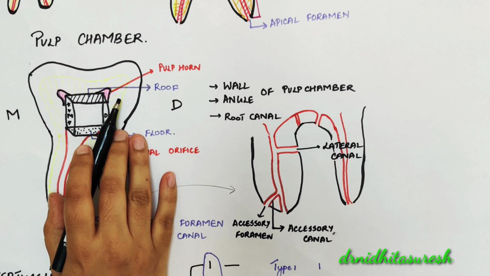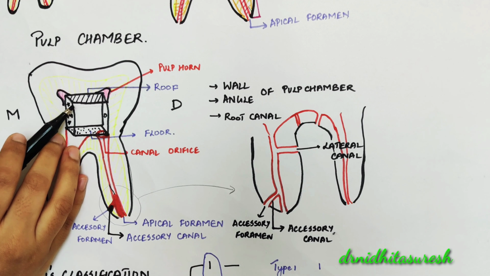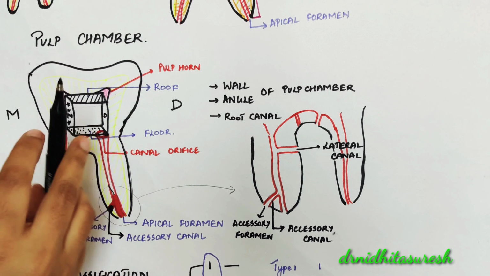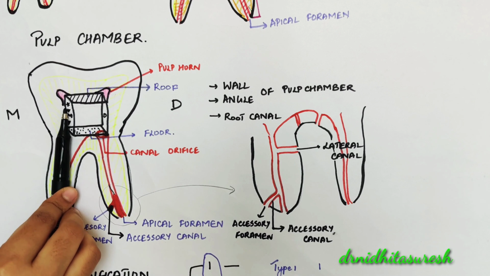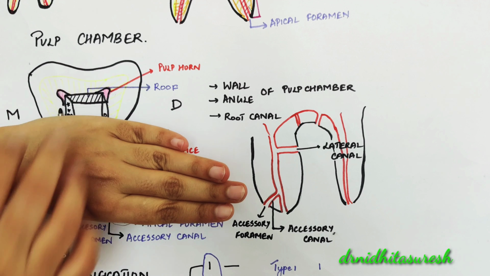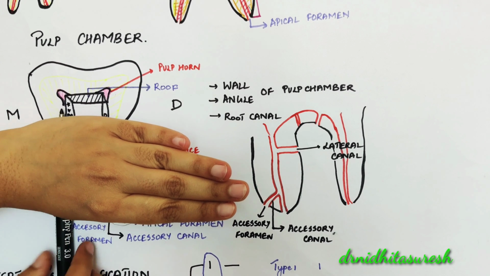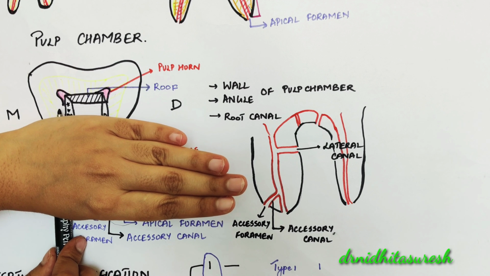The angle of the pulp chamber would be formed by the walls which are forming the angle. If it is the mesial wall and the buccal wall, the angle which is formed by these two walls, you call it the mesiobuccal angle of the pulp chamber.